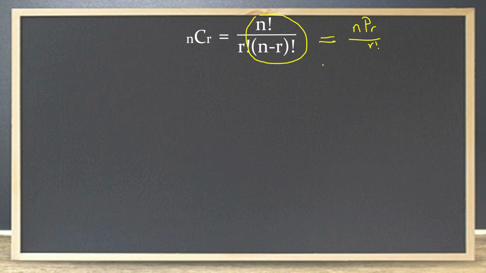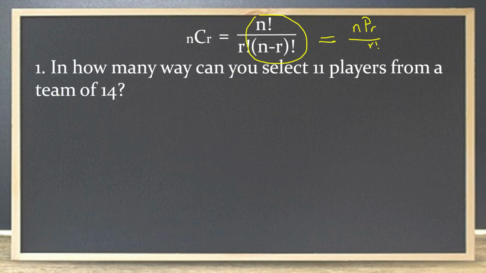Let us do example problems. Number 1: in how many ways can you select 11 players from a team of 14? For this problem, the arrangement, the order of selection doesn't matter. So we say this is a combination problem. If the problem had talked about a particular selection order, then it could be a permutation.